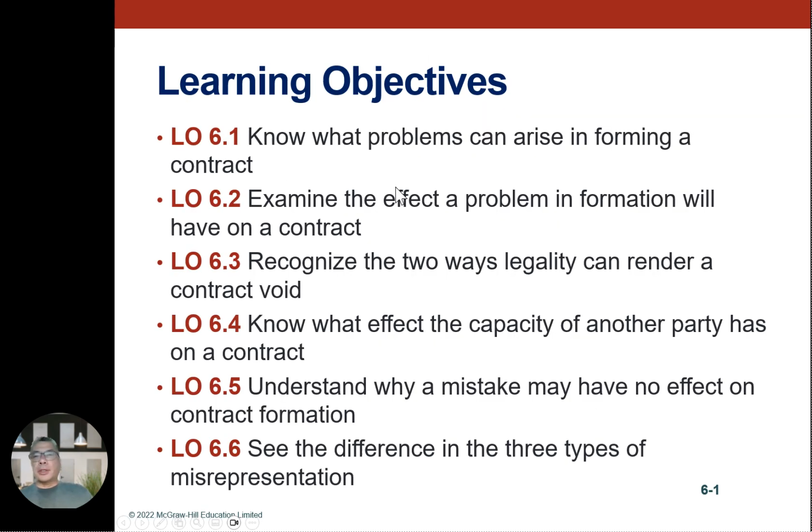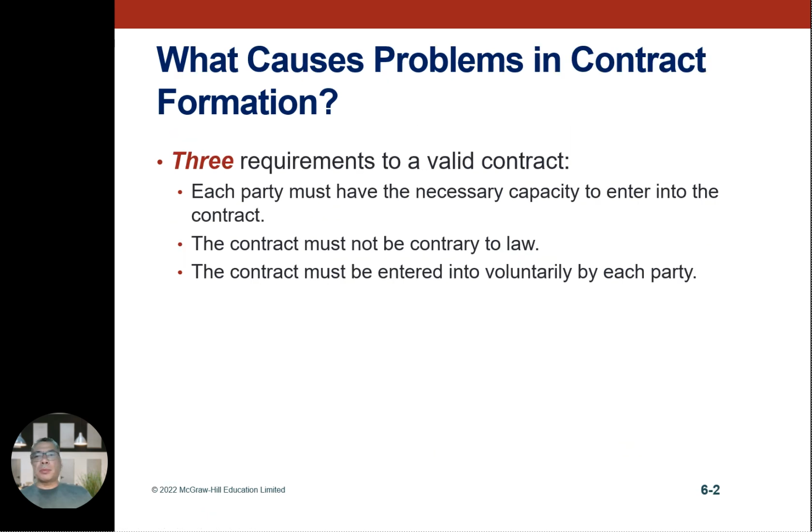Number 1: Know the problems that can arise in forming a contract. Number 2: Examine the effect a problem in formation will have on a contract. Number 3: Recognize the two ways legality can render a contract void. Number 4: Know what effect the capacity of a party has on a contract. Number 5: Understand why mistake may have an effect on contract formation. And 6: The difference in three types of misrepresentation.